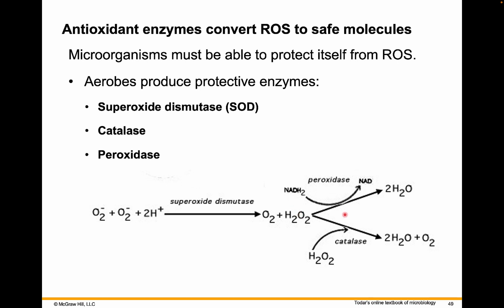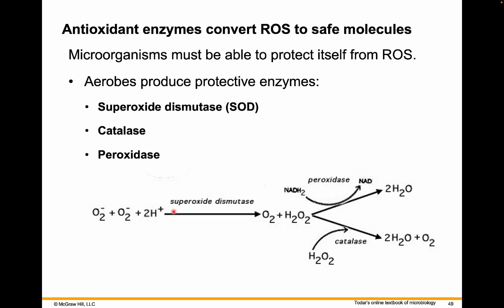So there is a second enzyme, a peroxidase, which, with the help of NADH2, oxidizes NADH2 to NAD, and the hydrogen peroxide forms 2 molecules of water, which is harmless. Another enzyme is catalase. Catalase also uses 2 molecules of hydrogen peroxide and forms 2 molecules of water and molecular oxygen. This is your catalase enzyme.